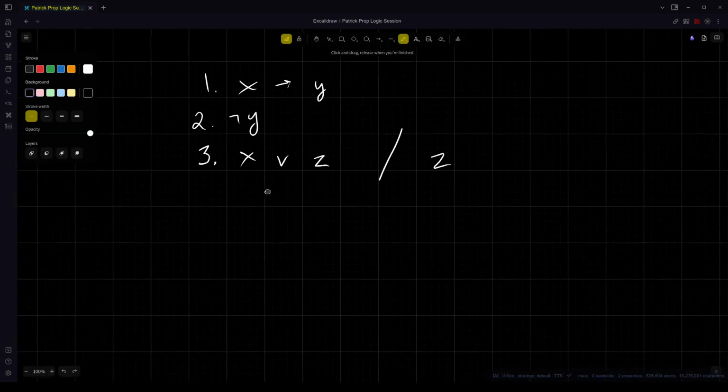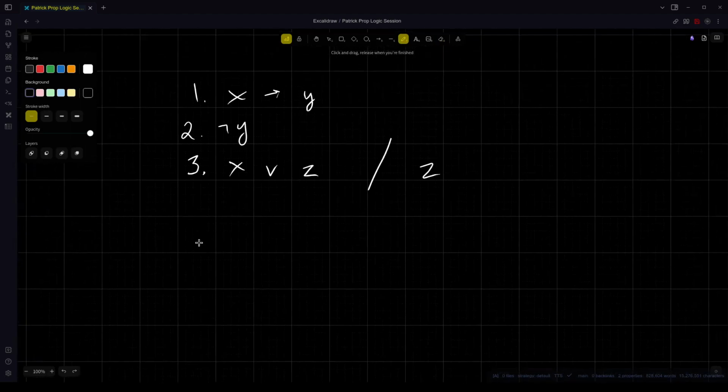So then what I did was I declared a new premise, premise number 4, and then using the first two premises and using modus tollens, I get not X.